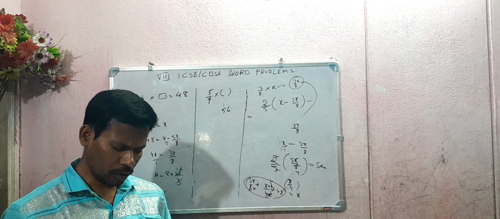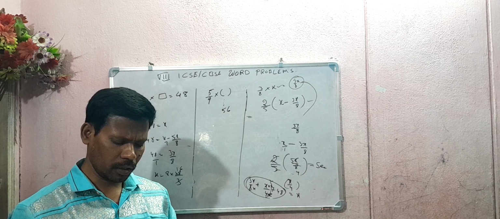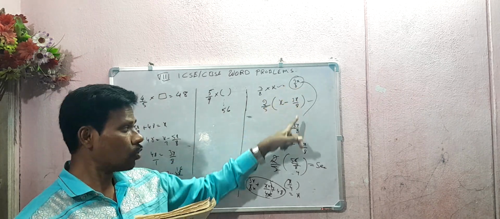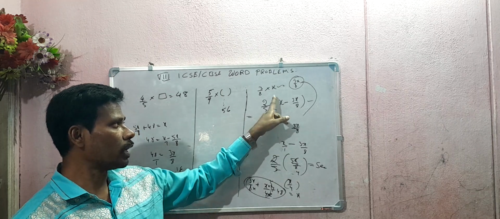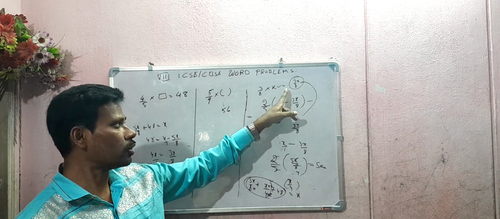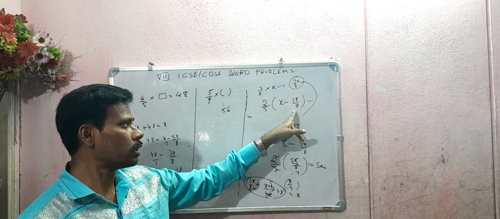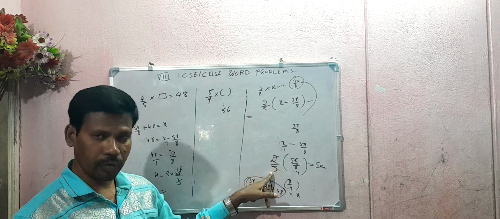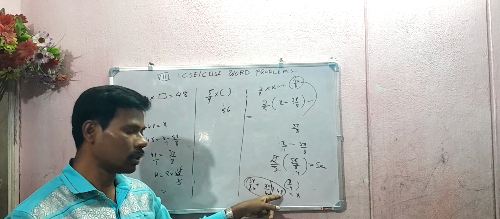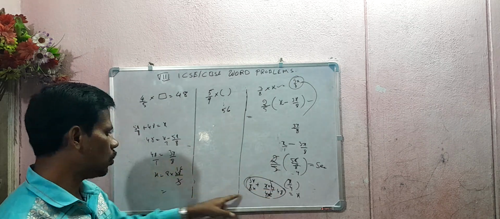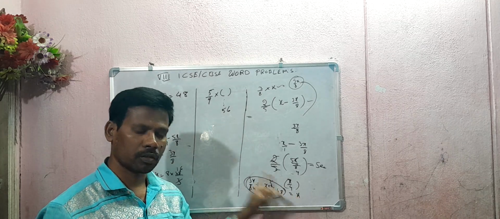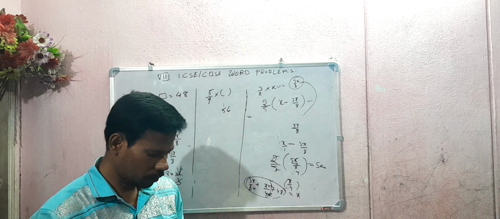Once again, I will read out the question. Kavita read 3 by 8 of a book on one day, a day means one day, and 2/5 of the remainder. Remainder is nothing but total minus the first day, total is x. According to the problem, 2/5 of the remainder on the second day, but still 48 pages are left. So 3x and 48. So total number of pages in the book is x. So that's how this problem ends.